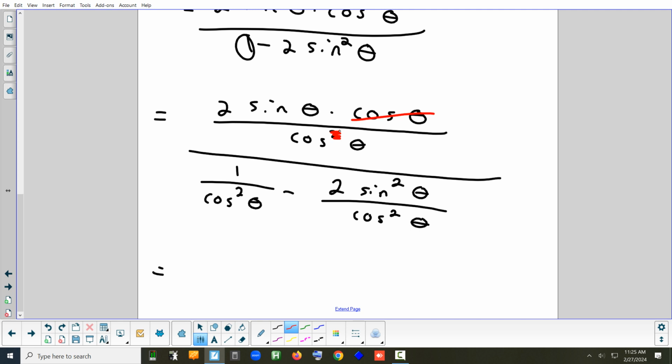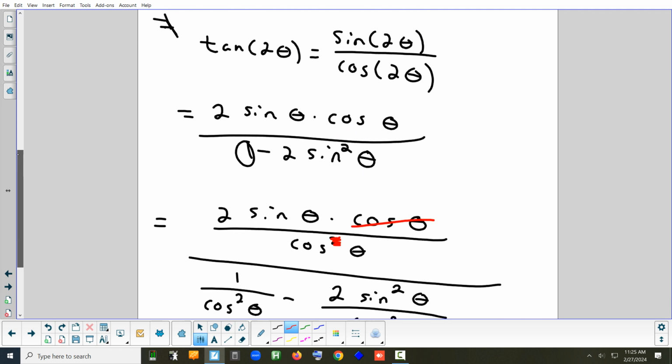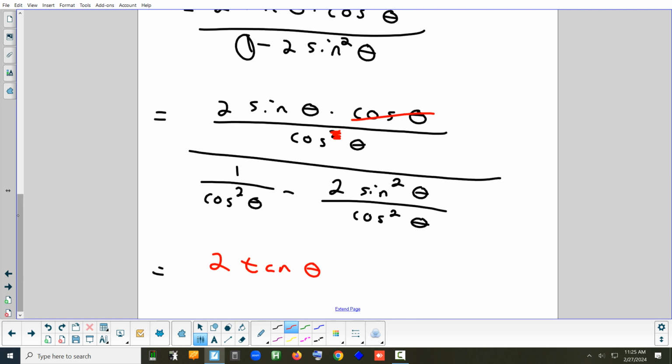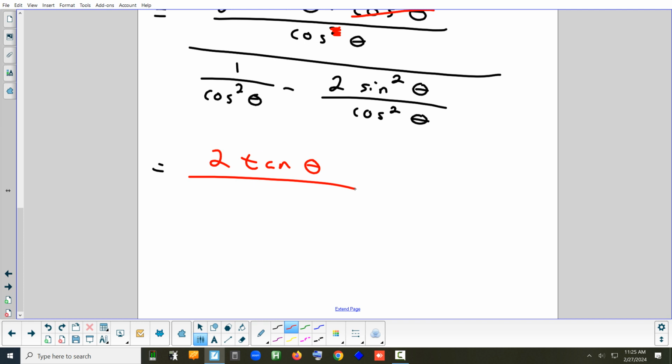I don't want to mess with the top anymore. But let's see what the bottom looks like. What trig function do you get when you flip cosine? You get secant. So what function do you get when you flip cosine squared? Secant squared. Not thrilled with that. Okay, we get secant squared. But we also have sine squared over cosine squared, tangent squared. That's 2 tangent squared.